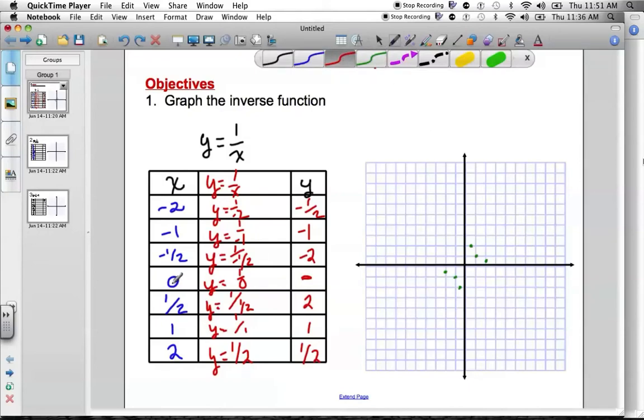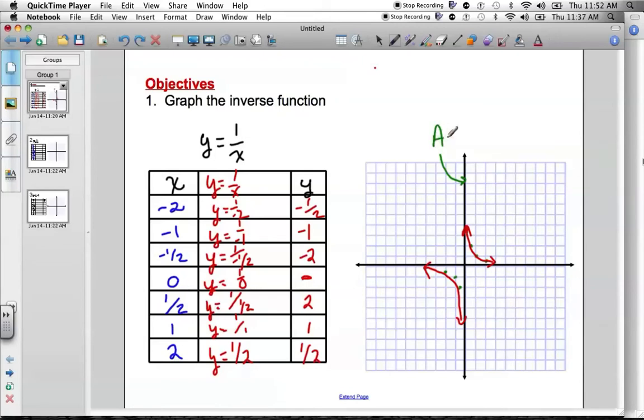As we discussed earlier, since we don't have a real output value, we actually cannot have a line that touches either the x-axis or the y-axis. So your graph actually looks like this. It's in 2 parts. It is not continuous. Okay? And like I said, your graph actually will never touch the x-axis or the y-axis.